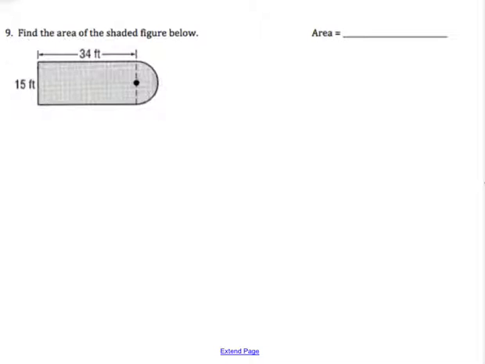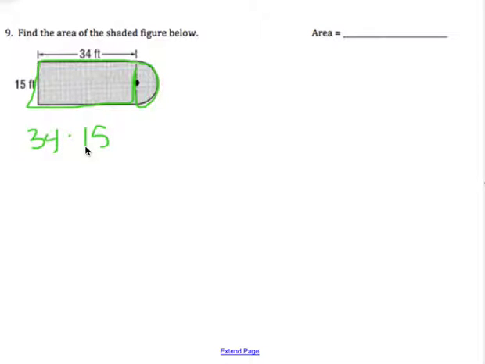Let's take a look at this composite figure. So I see that I have a circle right here. I see I have a half circle and I have a rectangle. Well, let's focus on the rectangle. So the rectangle, to find the area, you're going to do base, which is 34, times height, which is 15.